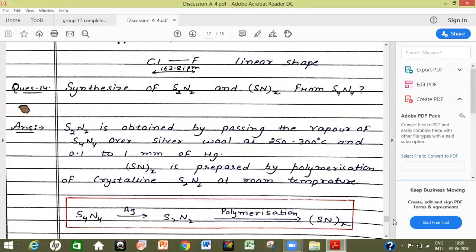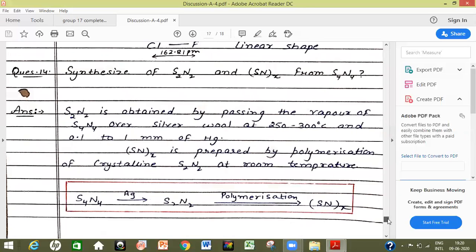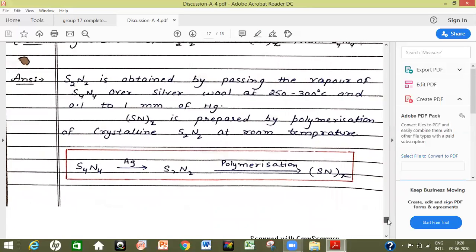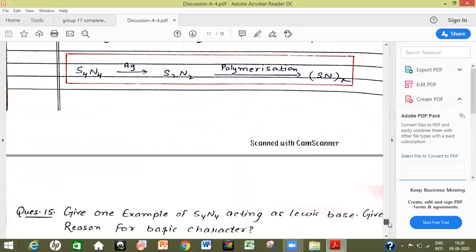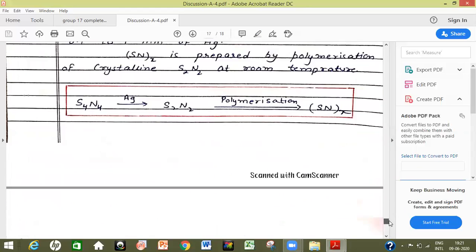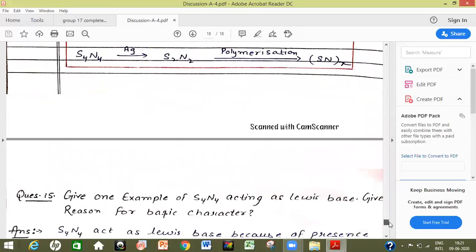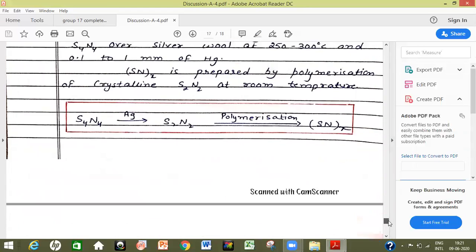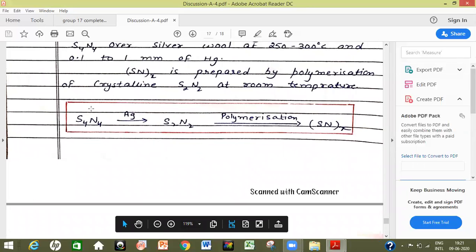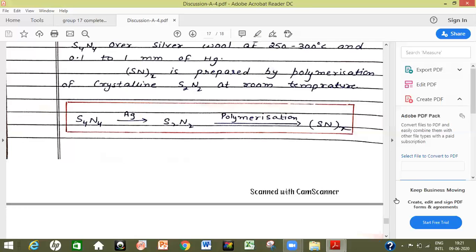Next question is the synthesis of S2N2 and SN from S4N4. Here you are to write the direct reactions for the synthesis of these two things. And you can explain these reactions a bit, as this student has attempted it in a good way, just that this reaction can be elaborated to a bit more extent.